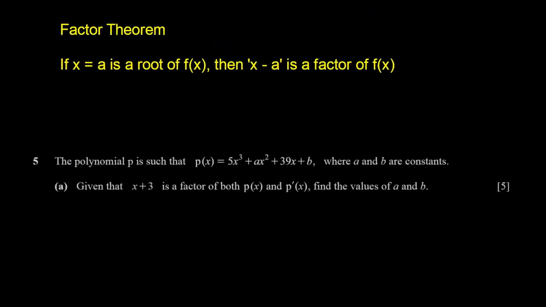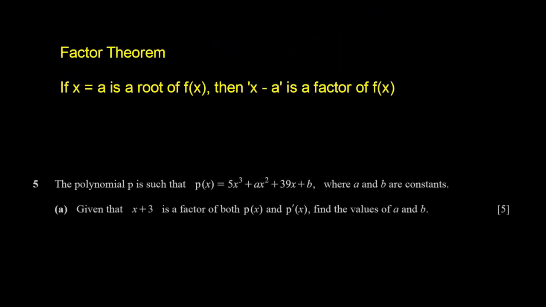Okay, I think we need to just recap what the factor theorem is. The factor theorem states that if a is a root of a polynomial f of x, then x minus a is a factor of f of x. So for example, if 2 is a root, x minus 2 is a factor. If 5 is a root, x minus 5 is a factor. If negative 4 is a root, then x minus minus 4, so x plus 4 is a factor.